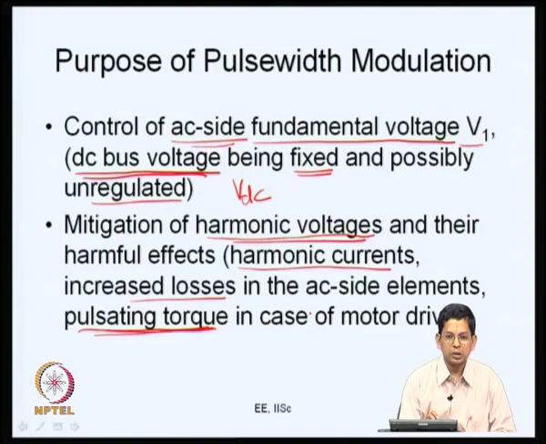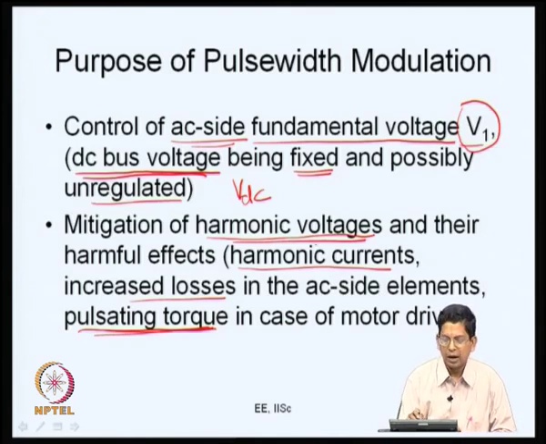So, pulse width modulation, what it tries to do is, it first tries to give the desired fundamental voltage V1. Now, this voltage V1 is achievable through a number of means. So, now you select a particular method of producing this V1, which results in a certain amount of reduction in the harmful effects of the harmonic voltages. So, pulse width modulation has its second goal, this mitigation of the harmful effects of the harmonics.